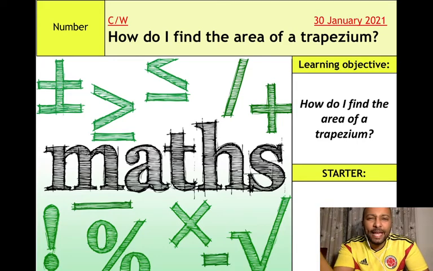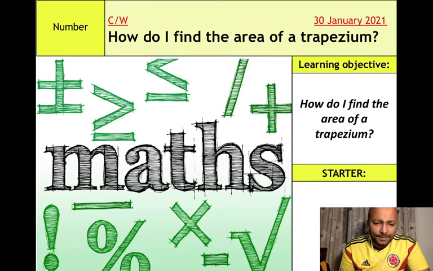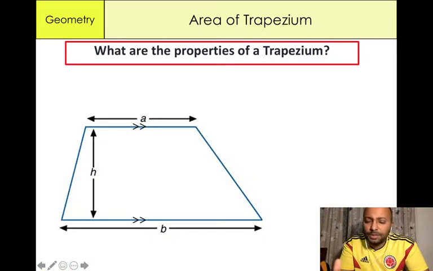In today's lesson, we're going to be looking at how to find the area of a trapezium. That's the main objective of today's lesson. Before we do that, does anyone know the main properties of a trapezium? What's so special about a trapezium?